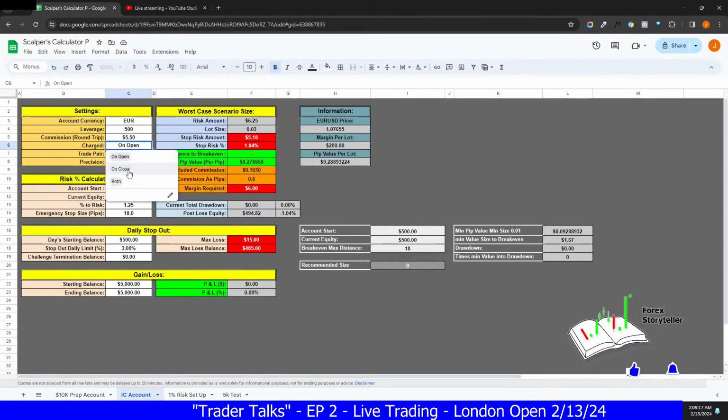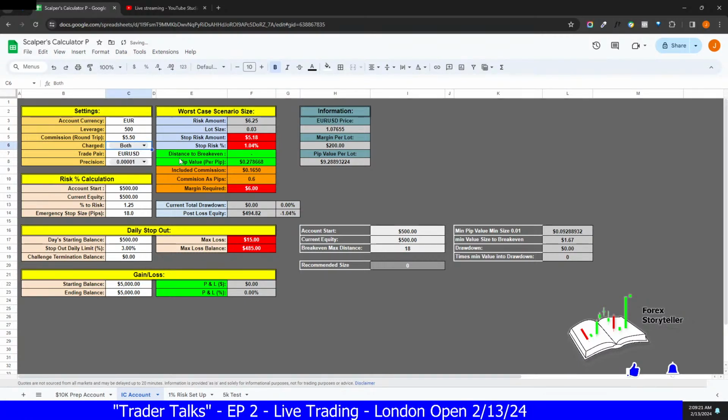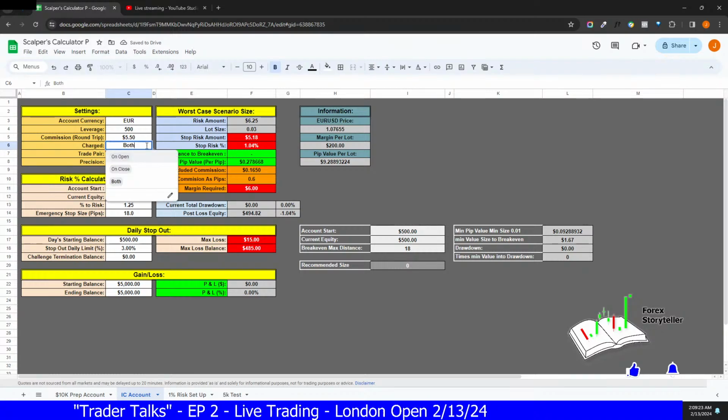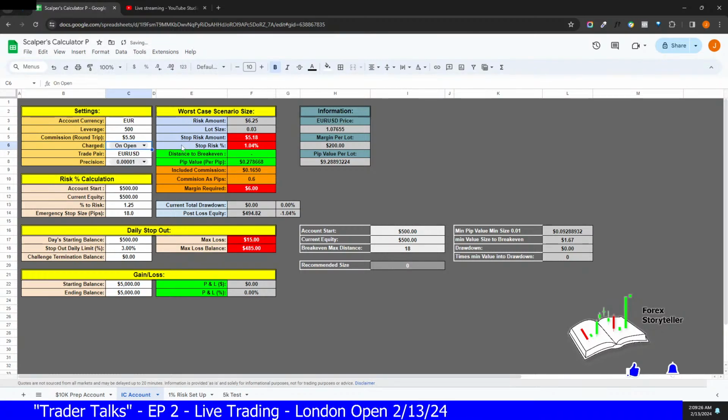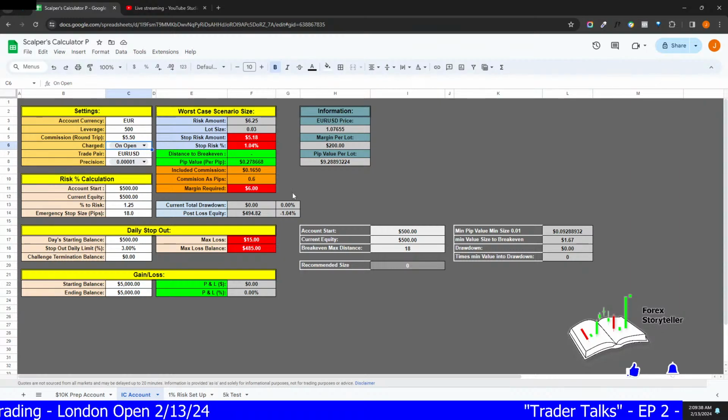I can't remember. I have to double check this one. I'm pretty sure it's on both. For this one, for open and close, I'm just going to leave it on open. And I'm going to be trading the EURUSD with account currency of euros, so that's why our pip value is not 10 cents as they are on the other accounts. So that is our current setup, what we're looking at.